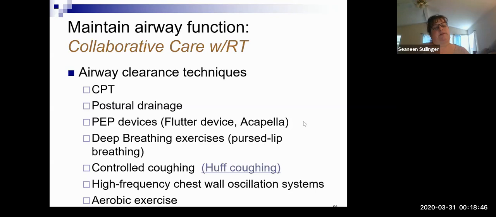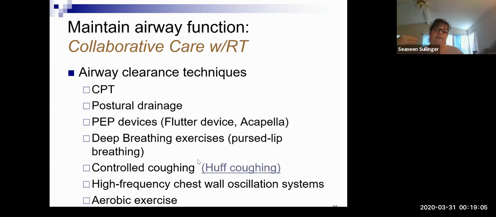There's also positive expiratory pressure devices like a flutter, a cappella. I have pictures of that on the next slide, I believe. Deep breathing, controlled coughing, huff coughing. If you click on this, there's a link that takes you to an article and gives examples of huff coughing.